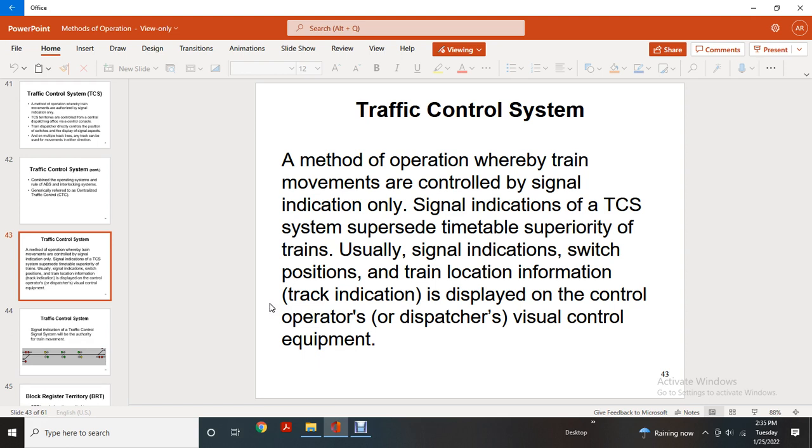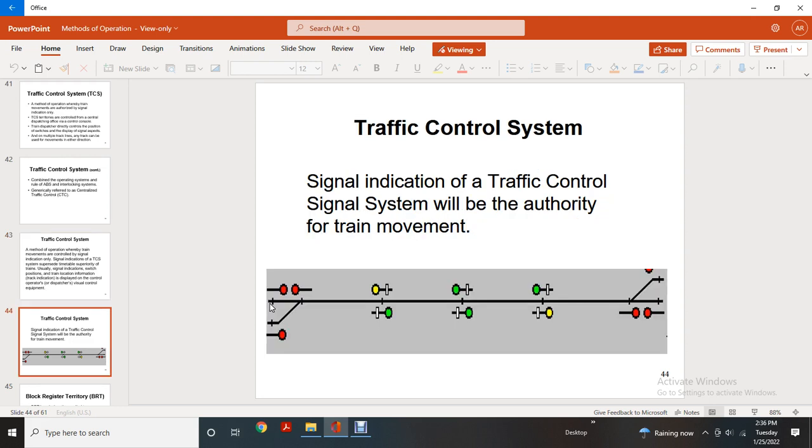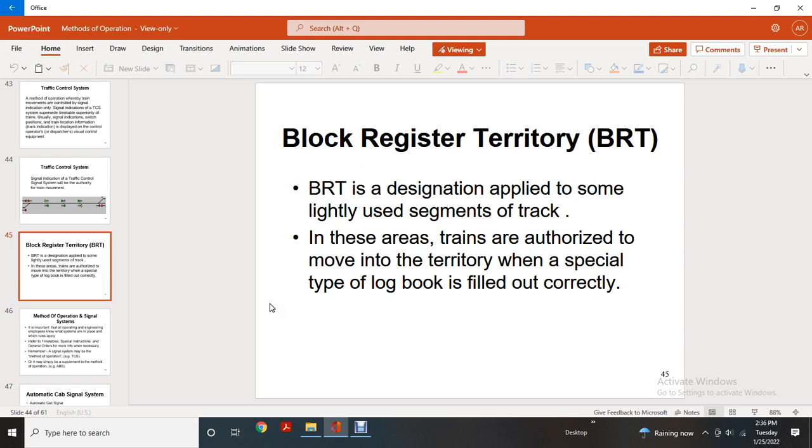Traffic control is a method of operation whereby trains move by signal indication, and the signals supersede the timetable superiority of the train. Usually signal indication, switch position and train location information are displayed on the dispatcher's control-operated visual control equipment. The traffic control signal indication is the authority for train movement. Block register territory is designed for lightly used segments of track. In these areas, trains are authorized to move in the territory when a special type of logbook is filled out correctly.